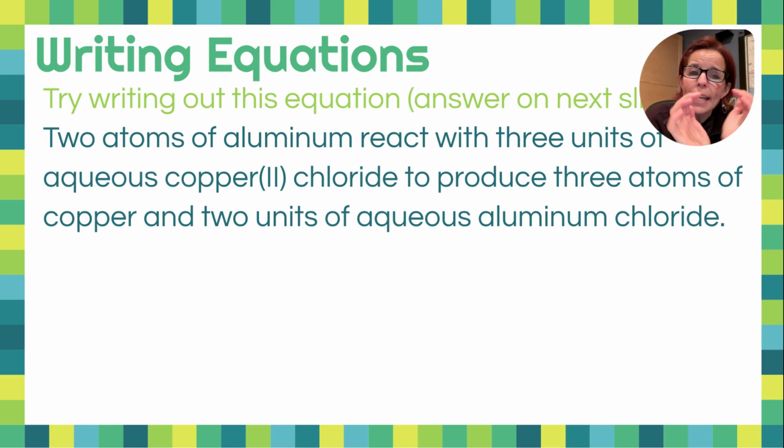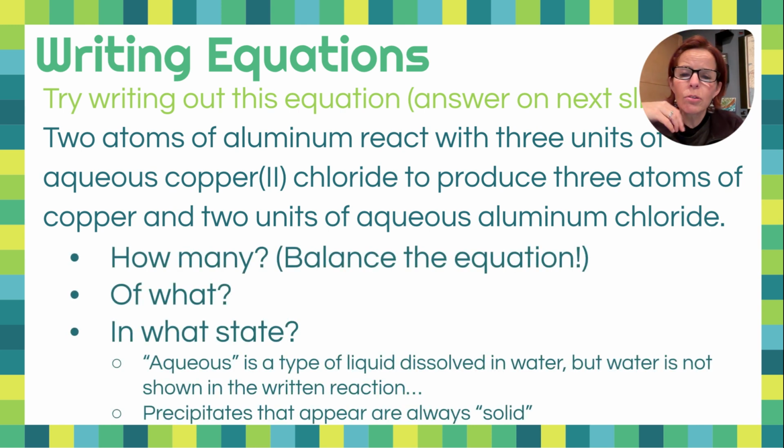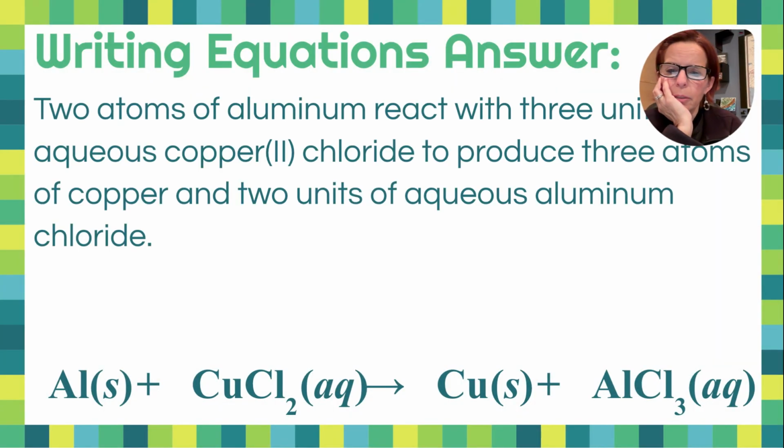So that'll be CuCl2, and then aq for aqueous. Produce 3 atoms of copper, a 3 in front, and 2 units of aqueous aluminum chloride. All right, aluminum is a +3 and chlorine is a -1. Cross the charges, so that's AlCl3. So we need to balance the whole equation, and we have to write aqueous and whatever. So here's what it would look like. This is the equation. Al plus CuCl2 produces copper plus aluminum chloride.